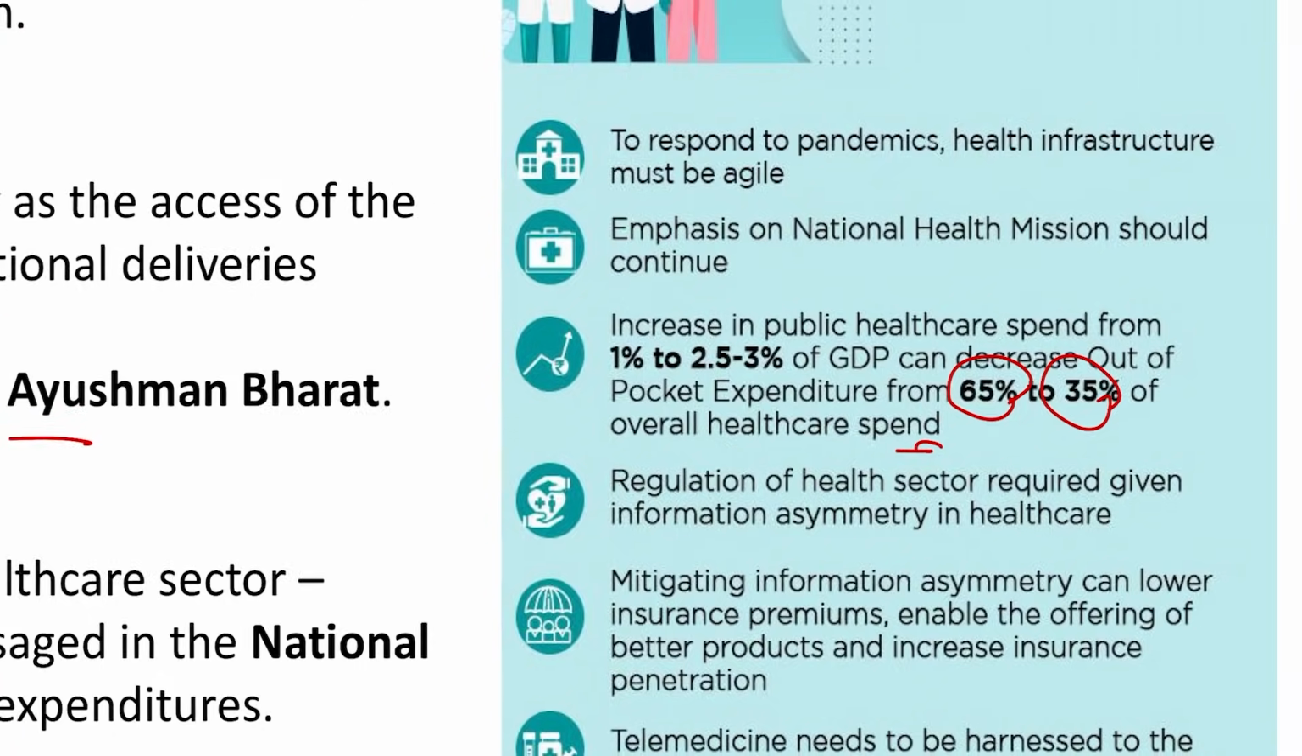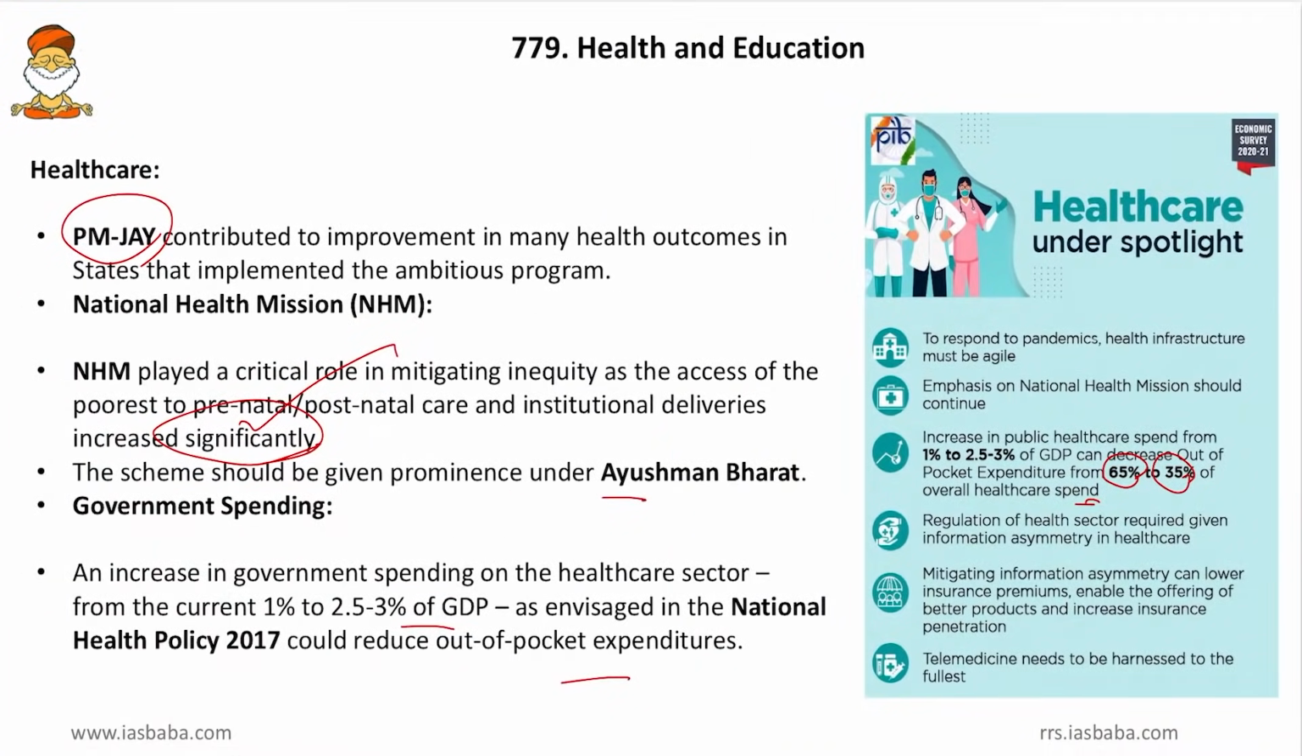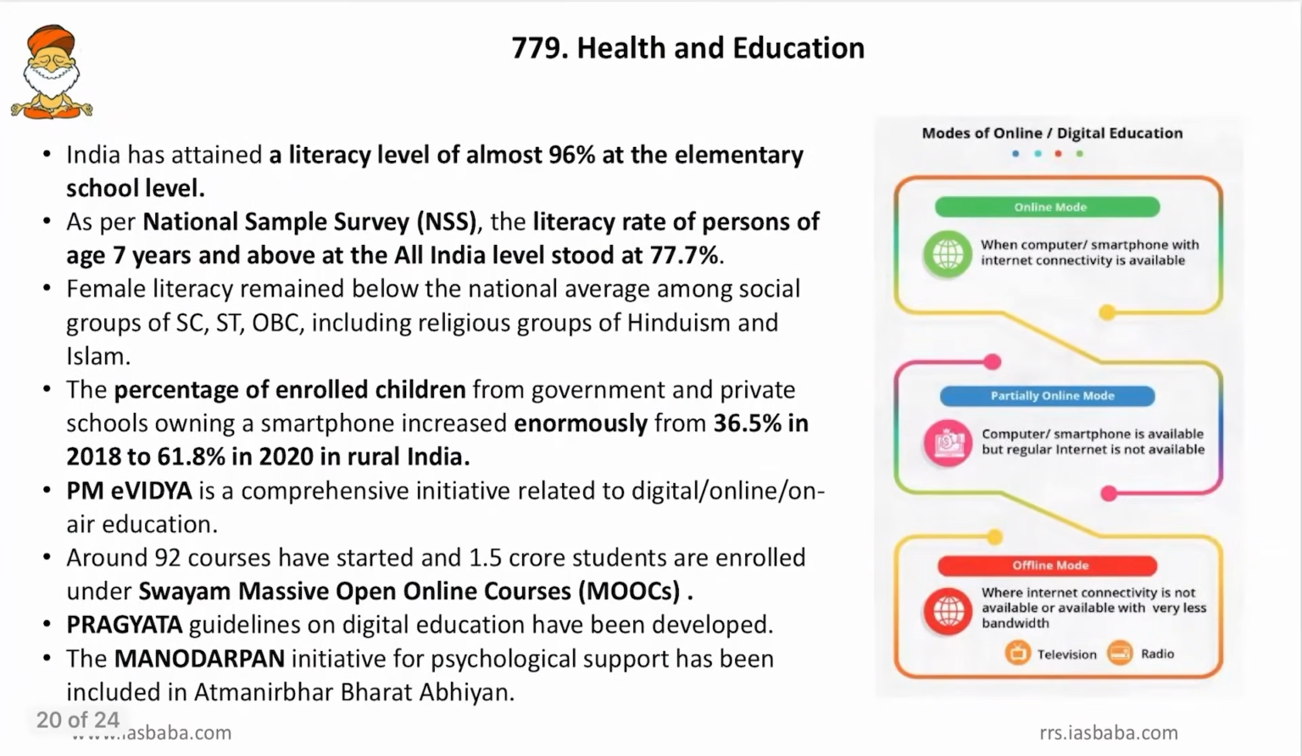Yeah, friends, the Economic Survey speaks of the National Health Mission, then Jan Arogya Yojana, and then out-of-pocket expenditure. So this is all about health. Then come to the next, education.